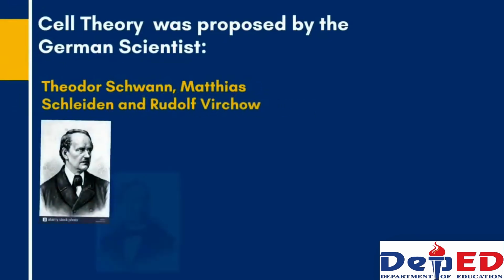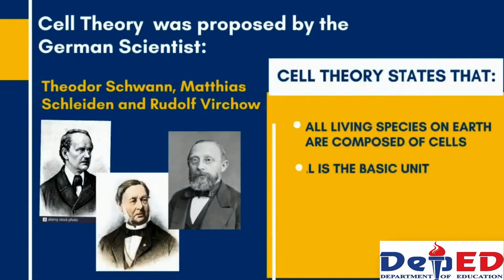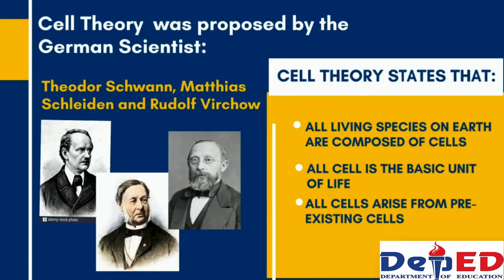Cell theory was proposed by the German scientists Theodor Schwann, Matthias Leiden, and Rudolf Virchow. The cell theory states that all living species on Earth are composed of cells. A cell is the basic unit of life. All cells arise from pre-existing cells. A modern version of the cell theory was eventually formulated and it contains the following postulates.